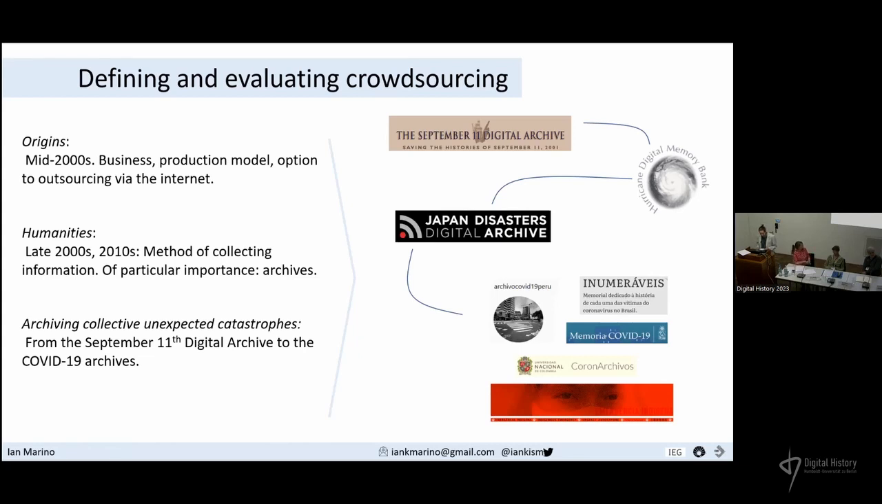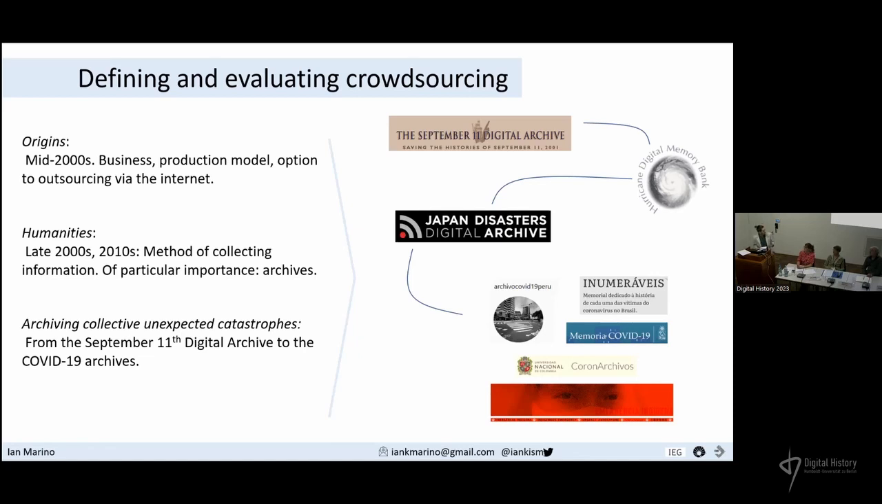The technical possibility of people sending records via internet has opened the way for what Anaclet Pons called an archiving earthquake. In this context, unexpected, catastrophic, and collective events started to be faced with crowdsourcing as a method to collect and react and create the so-called rapid response archives.